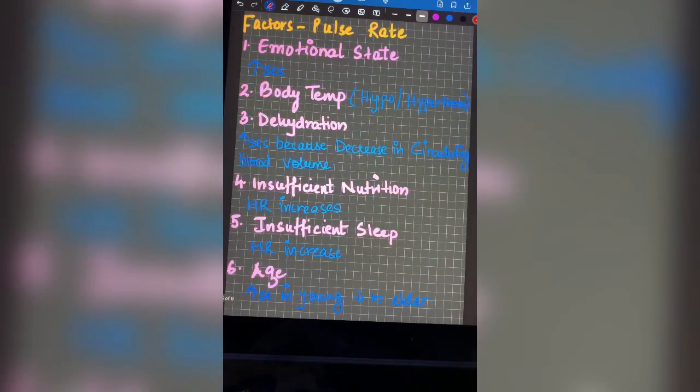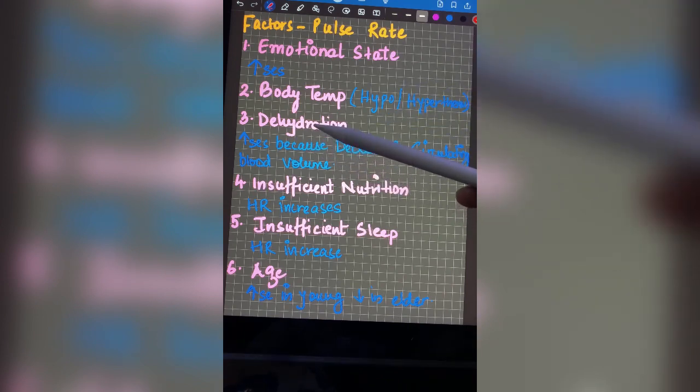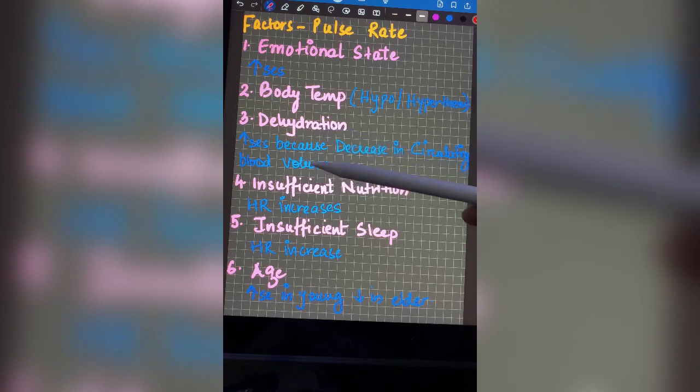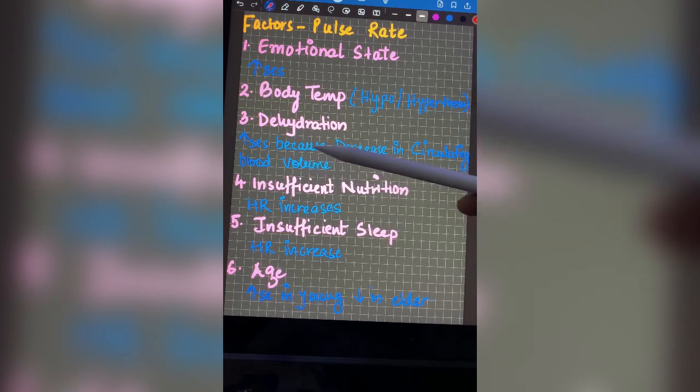Now quickly we'll see the pulse rate. These are the factors which affect the pulse rate. Emotional state: if somebody is in anxiety, the pulse rate increases. Body temperature: if it is hypothermia or hyperthermia, in both conditions, if the body temperature is too low or too high, the pulse rate is also affected. Dehydration also affects the pulse rate. Whenever there is dehydration, pulse rate increases because there is a decrease in circulatory blood volume.